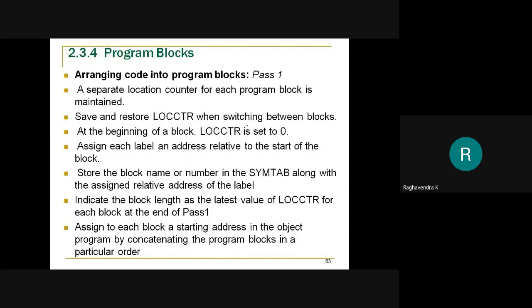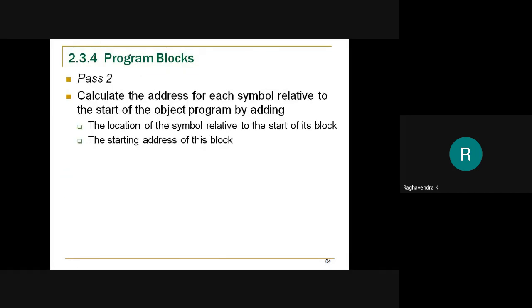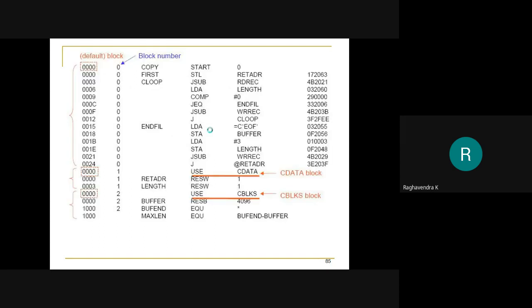Now how is the assembler going to handle it? During pass 1, the assembler is going to use a separate location counter for each program block, and then assign the addresses. Once the addresses are assigned, in the second pass the values that have been calculated are used during the assembly process and during the generation of the object program. So this is how the program block concept works.